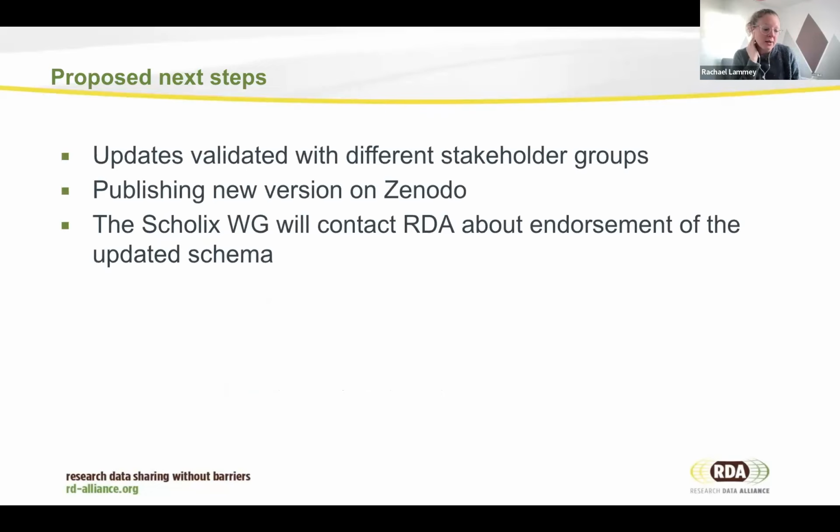This is what we'd like to discuss today. We're writing that up so that we can publish a new version of the schema on Zenodo, and invite more feedback using that mechanism. And when we're happy with that, then we'll contact RDA about the endorsement of the updated schema. Folks always ask about next steps, so that's the direction of travel once we've talked about these changes and are ready to publish them.